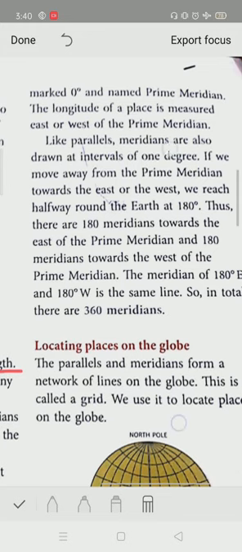Okay, the meridian of 180 degree west and 180 degree east is the same line. So in total there are 360 meridians. Okay, तो जो 180 degree west और 180 degree east है वो same line है, different lines नहीं है. So in total there are 360, otherwise 361 होता है क्योंकि हमें 0 degree भी गिनना होता है ना.